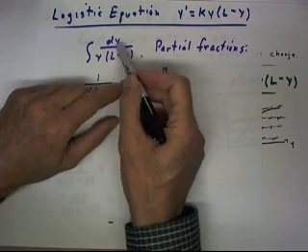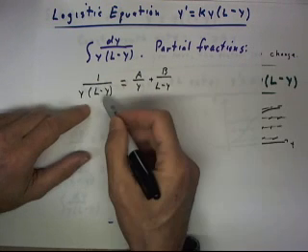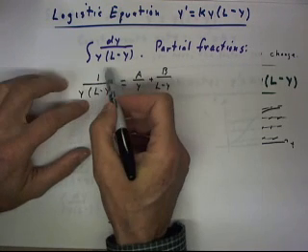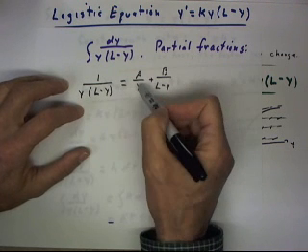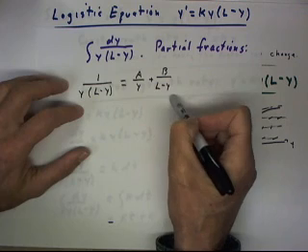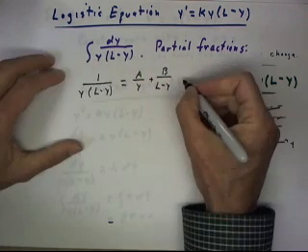Okay, we want to integrate dy over y times L minus y. We're going to use partial fractions, which means we're going to take the expression 1 over y times L minus y and express it as something over y plus something over L minus y. We need to determine the constants A and B.